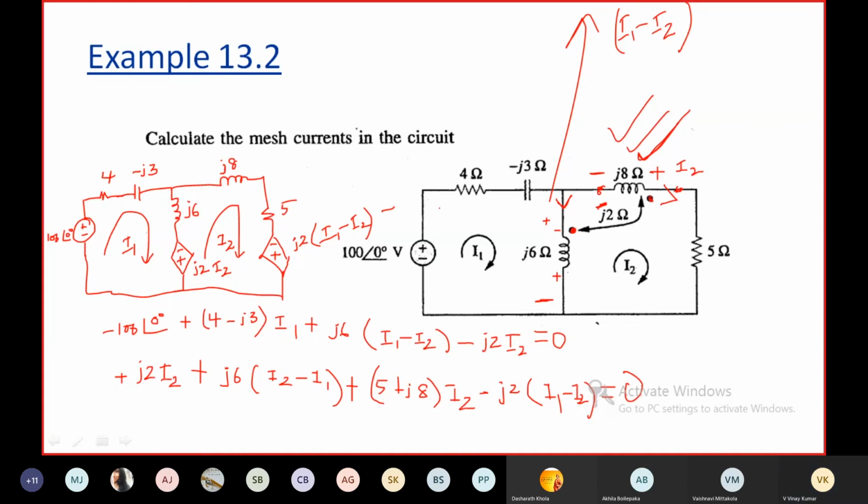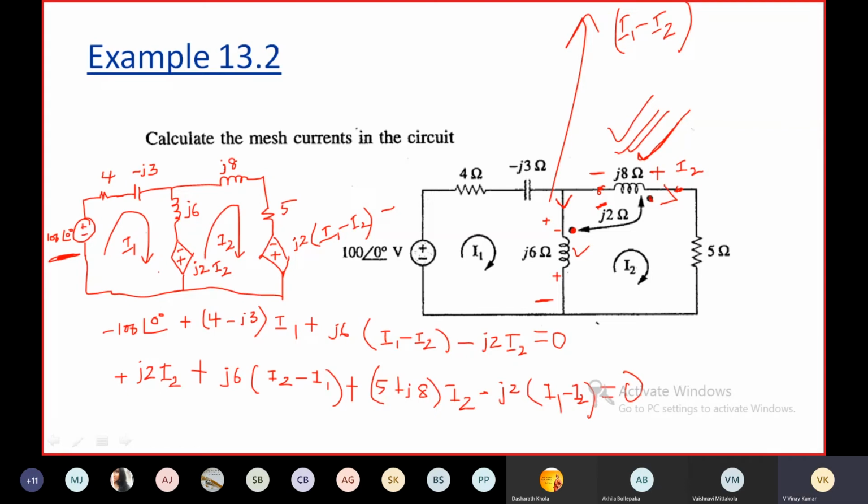Let me repeat. Here, let me redraw the circuit like this. This is the equivalent circuit of the circuit after including the mutual induced EMFs. So what is the mutual induced EMF in this coil, coil 1? We are going to find that. So here, the voltage source is given as 100 at an angle 0 degrees, plus, the resistance 4 ohms is in series with minus j3, and j6. Let me include the mutual induced EMF.